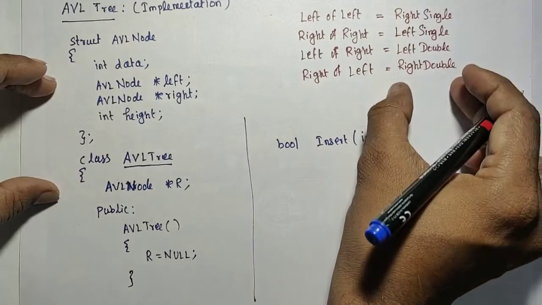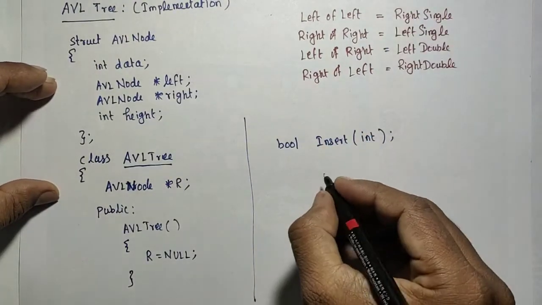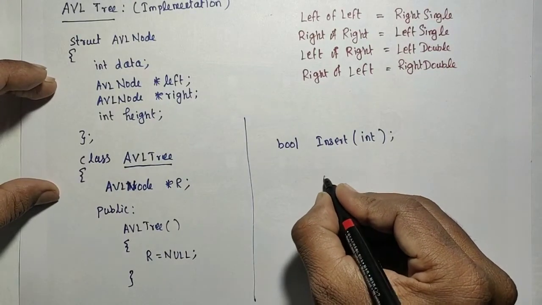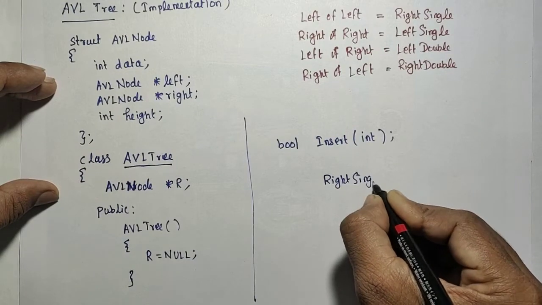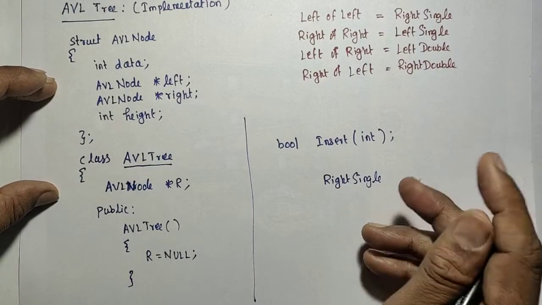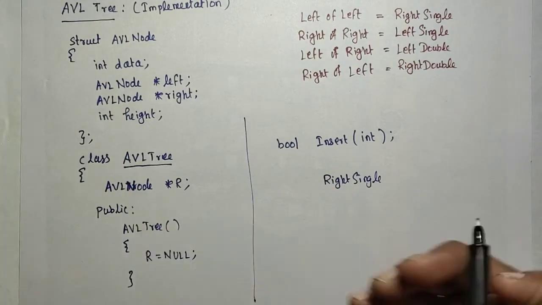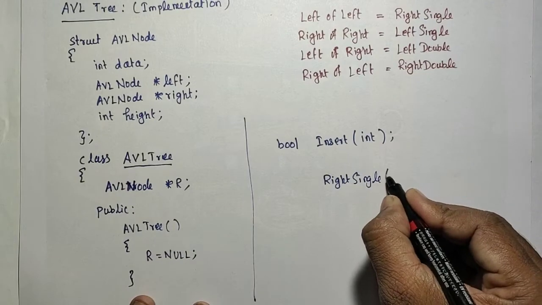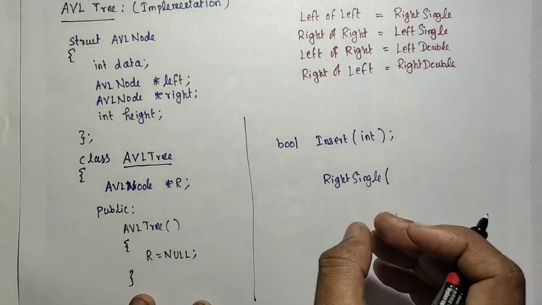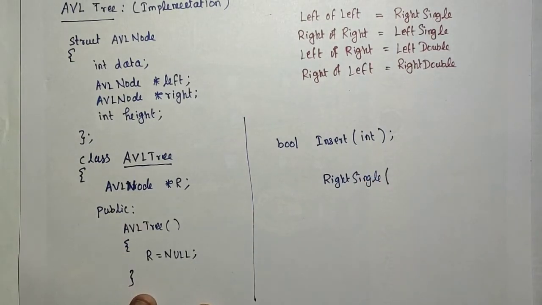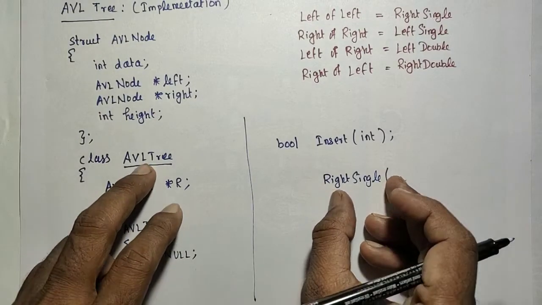These 4 actions we needed for implementing this function. So 4 actions are what? Right single. What it is going to do means just to rotate the tree on the right side. Tree means not the entire tree. Whichever node goes unbalanced, that subtree is going to be rotated to the right side. So here this right single does not belong to the entire tree.